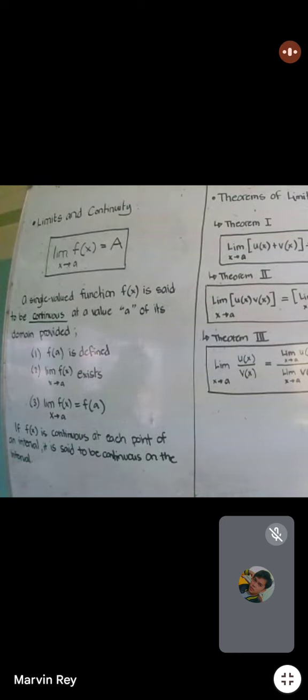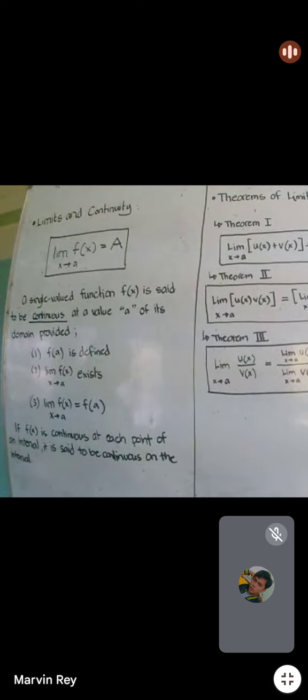Also, there is continuity. When we define continuity, a single-valued function f(x) is said to be continuous at a value a of its domain provided that these three characteristics are satisfied. Number one, f of a is defined. Number two, the limit of f of x exists when x approaches a. If it is not defined or has no value for a, then this is not a continuous function.